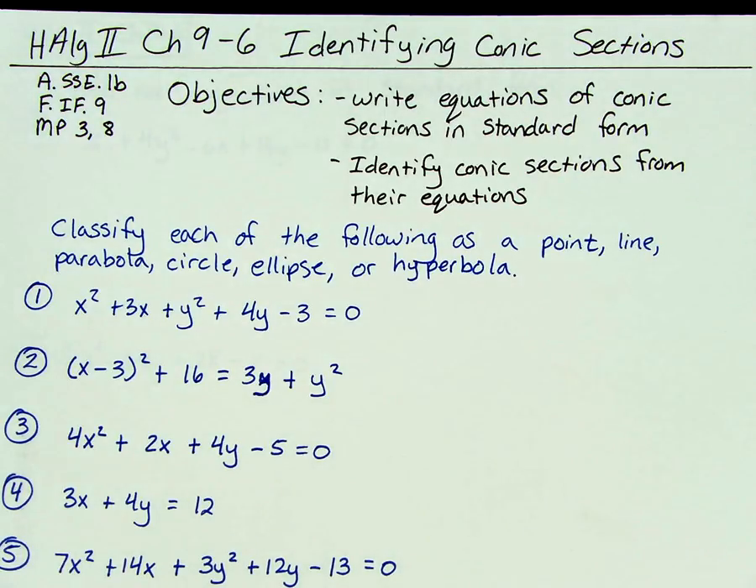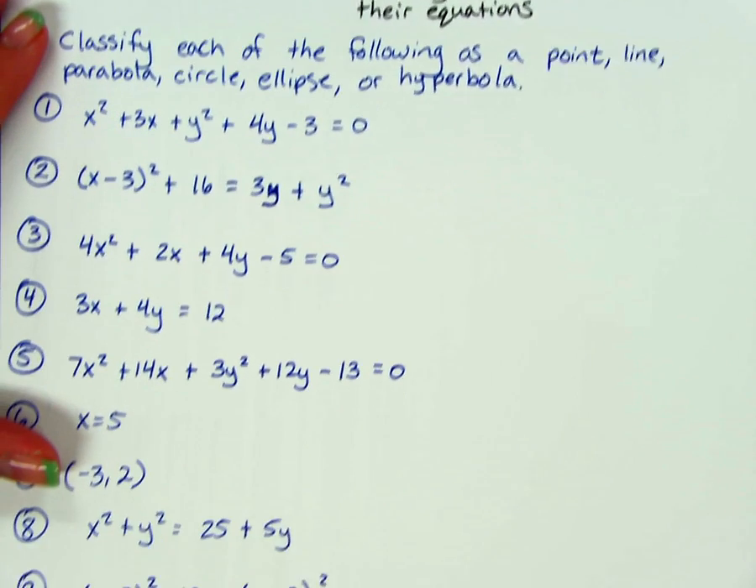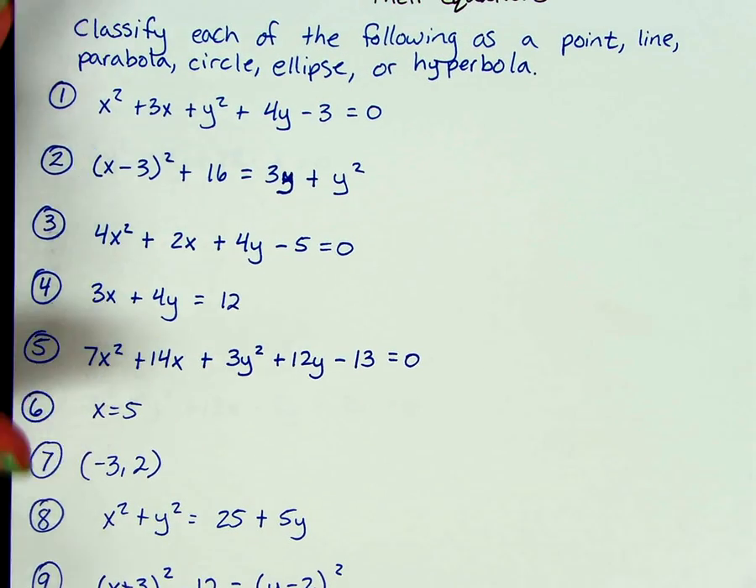All right, this next section we're going to be identifying conic sections. So we should be able to write equations of conic sections in their standard form, as well as identify them from their equations. So to start with, we're just going to start with classifying. These first set of problems we are going to classify as a point, line, parabola, circle, ellipse, or hyperbola. Now we don't need to worry about doing any rewriting, so based on the information that it gives us, we're just going to decide which one it is.